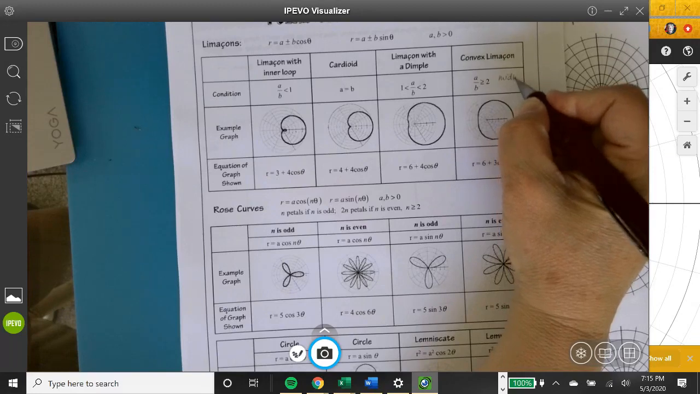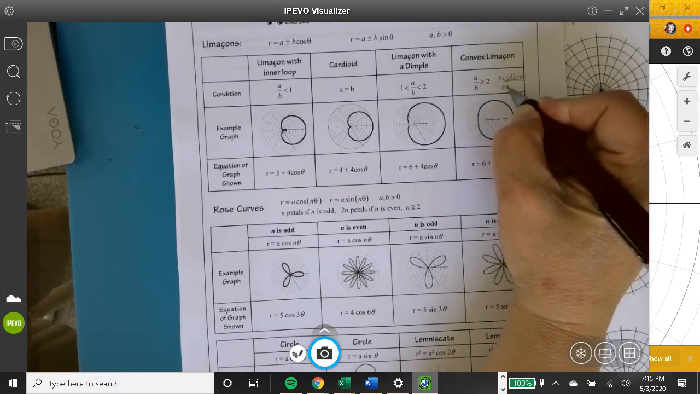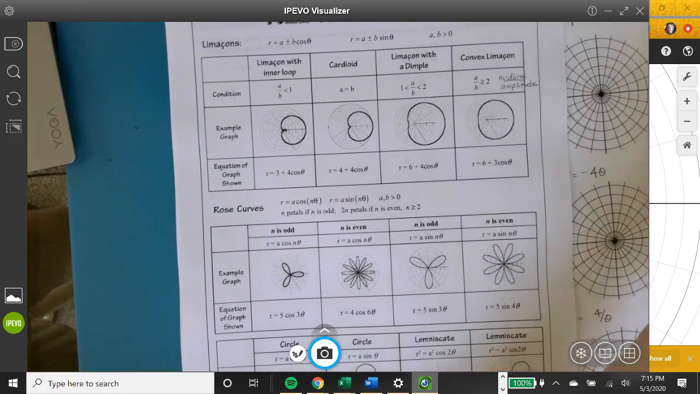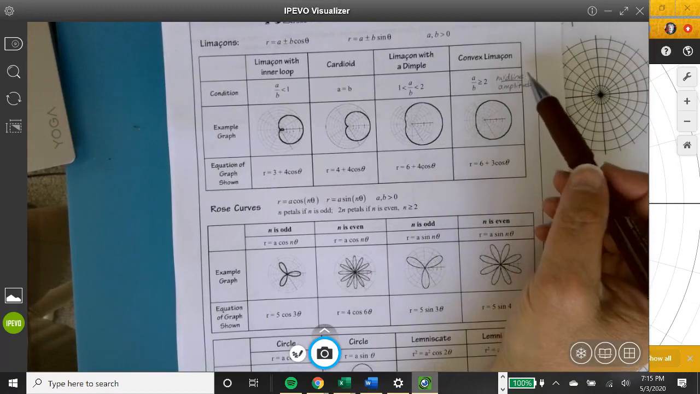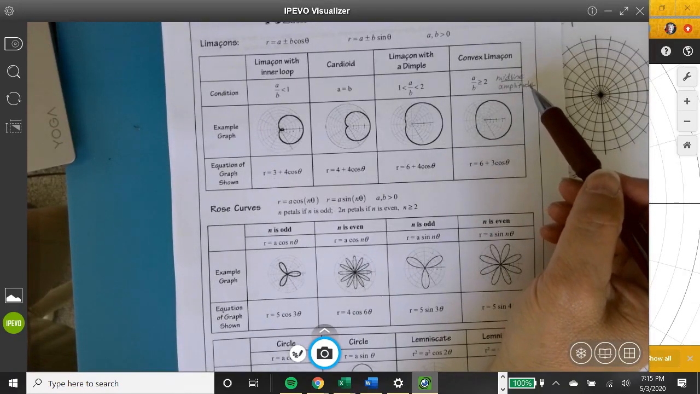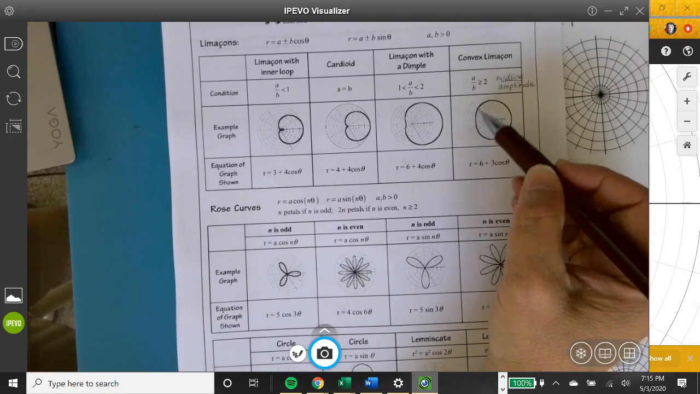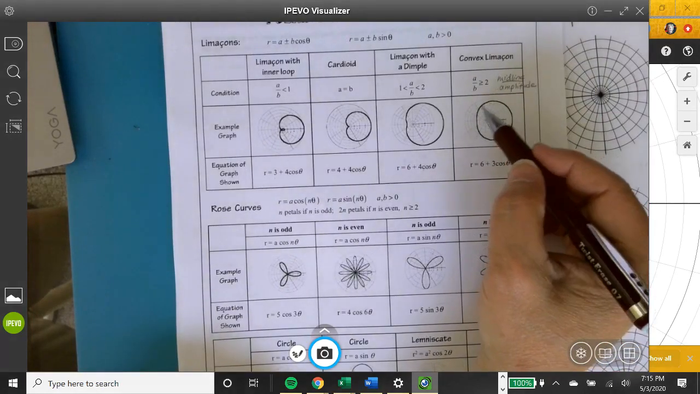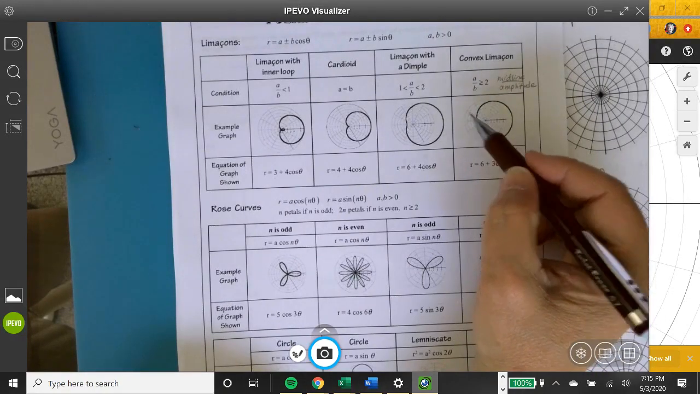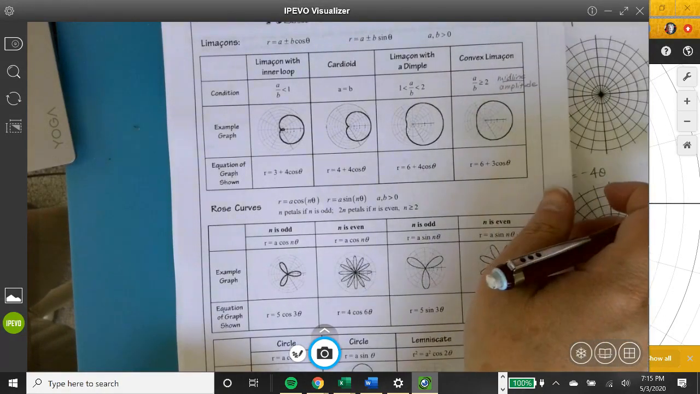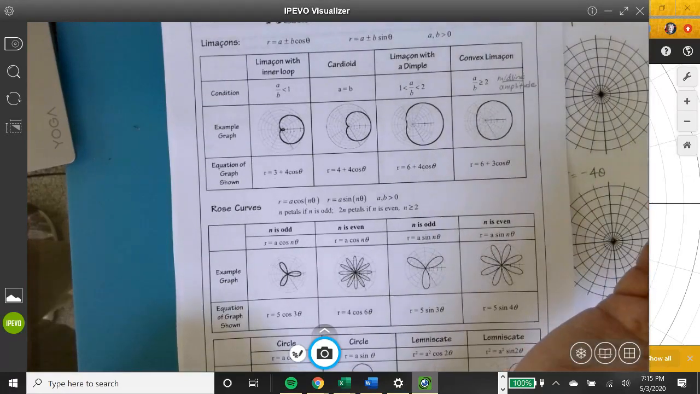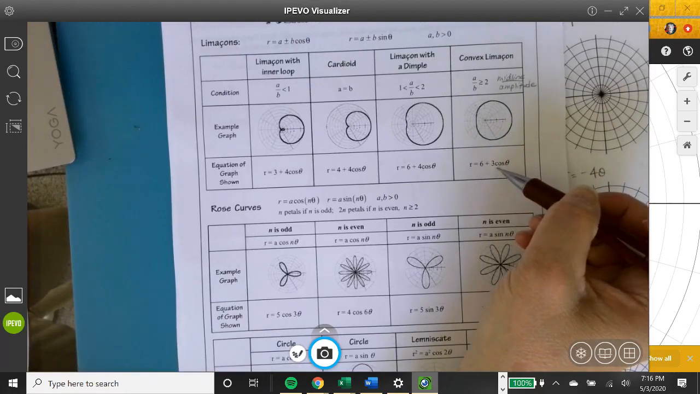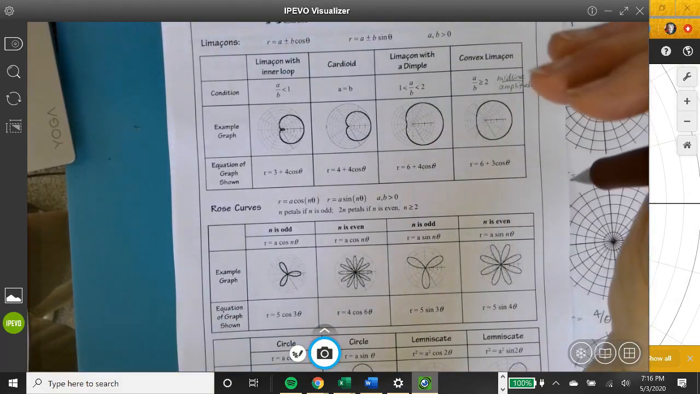I don't necessarily love the fact that A is not the amplitude, but that's all right. I didn't make the sheet. I'm borrowing it. The midline over the amplitude, if that ratio is bigger than 2, then it doesn't dip in as much. It's convex, meaning it doesn't bow in. It just doesn't have a dimple. But my biggest thing is that it doesn't ever reach the pole because the midline is larger than the amplitude. So this cosine curve is way above the polar axis.